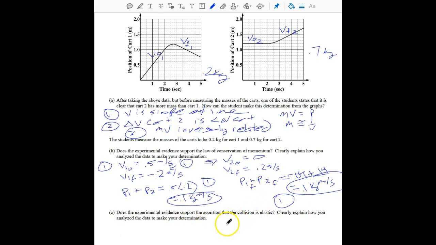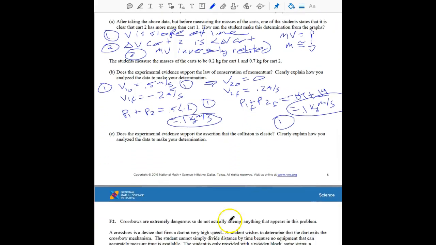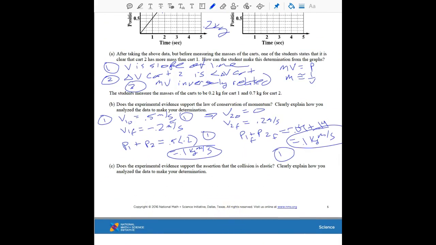The very last thing says, does the experimental evidence support the assertion that the collision is elastic? So we want to know, is this collision elastic? We need to figure out what the kinetic energy is of both the original and final. We know kinetic energy is just 1/2 of the mass of the first cart times the original velocity of that first cart squared. If you do that, you're going to get 0.025 joules, and the other one doesn't have any kinetic energy, so it's 0. So that is the original kinetic energy.